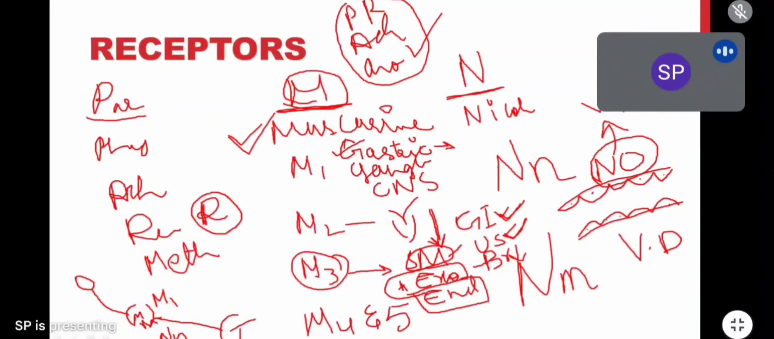See, for M4 and M5, remember one simple thing. M4 and M5 are present mainly in the brain, in the central nervous system. In the central nervous system, if M4 and M5 are activated, it will improve the cognitive power of the person, or increase the memory power. Okay, it will increase cognition a little. This is the M4 and M5 action.